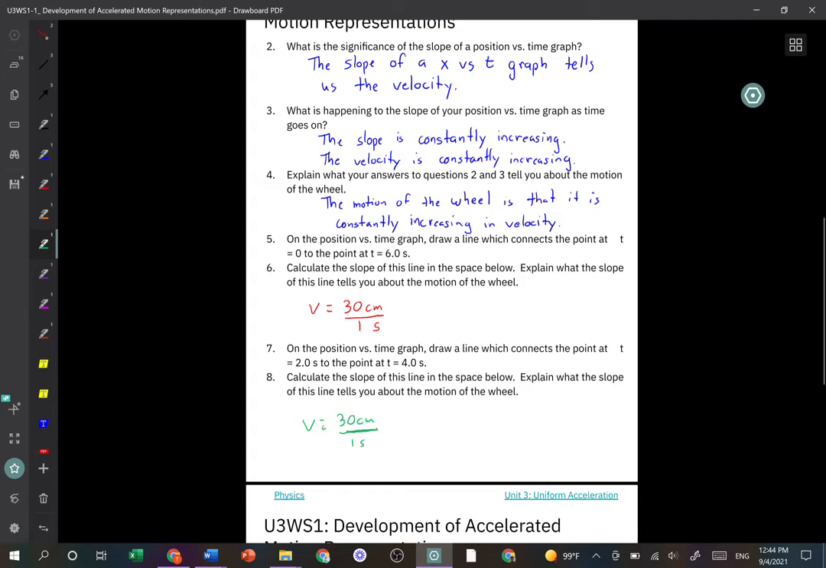So I'm going to explain what the slope of this line tells you about the motion of the wheel, which is something that I forgot to do for problem number 8, which is what I'll go back to do in just 1 sec. But right now, for problem number 8, the slope of this line from a time of 2 seconds to a time of 4 seconds tells us the average velocity in that region.